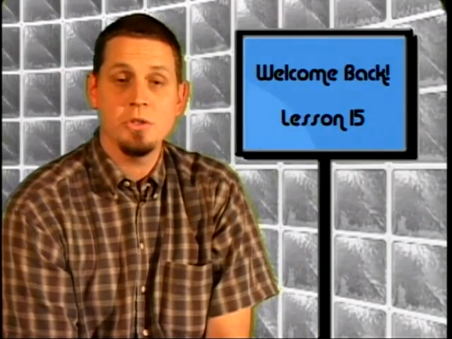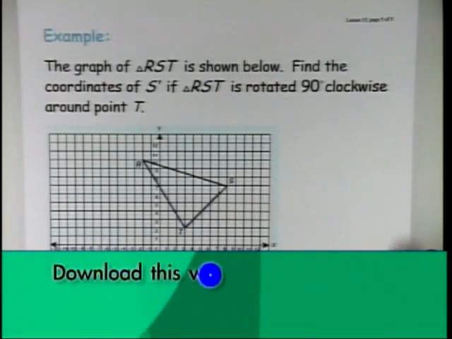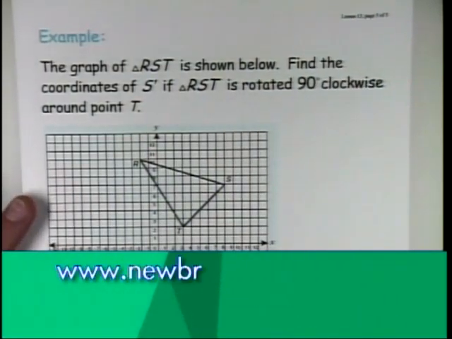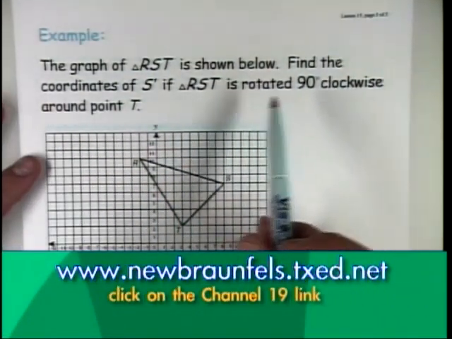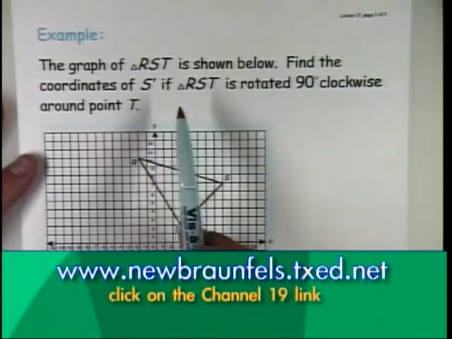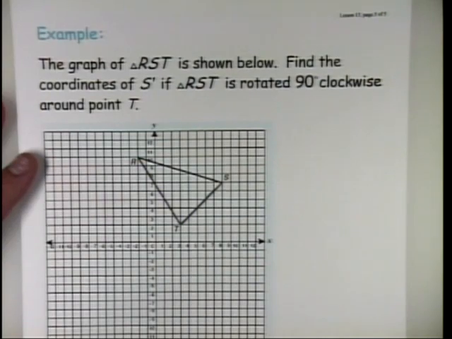All right, hope you enjoyed those. Welcome back. Let's get right back to the tax math. You might be asked to do something with a rotation, and those are a little more interesting. Here we have the graph of RST. We want to find the coordinates of S prime if triangle RST is rotated 90 degrees clockwise around point T.